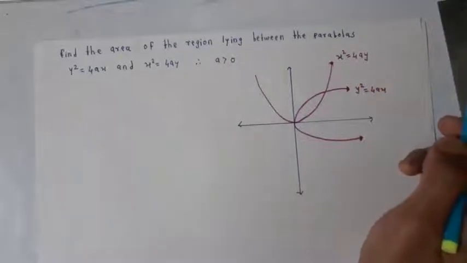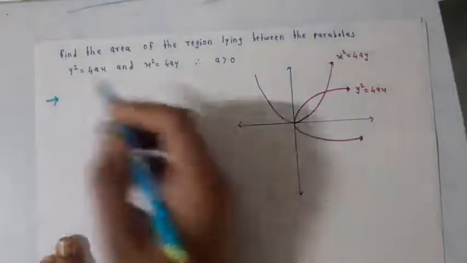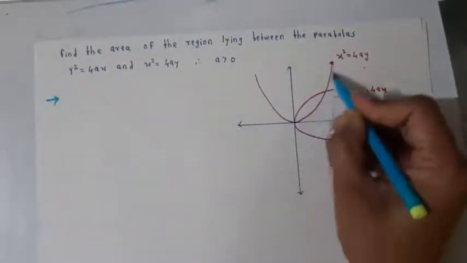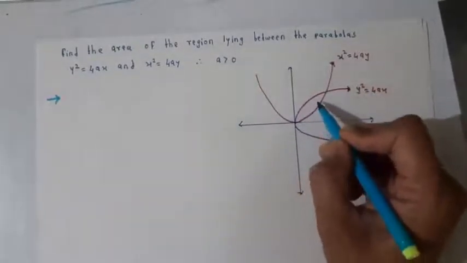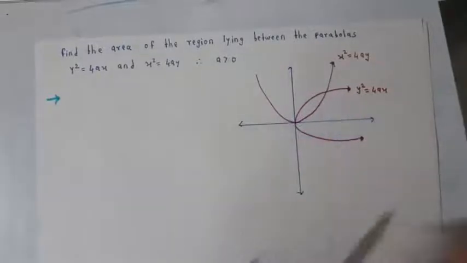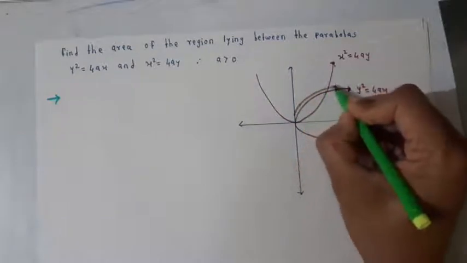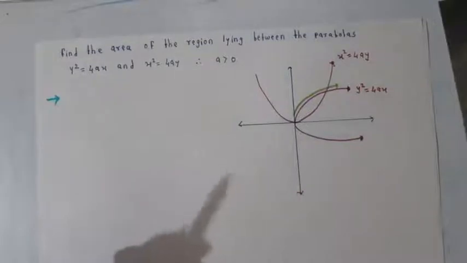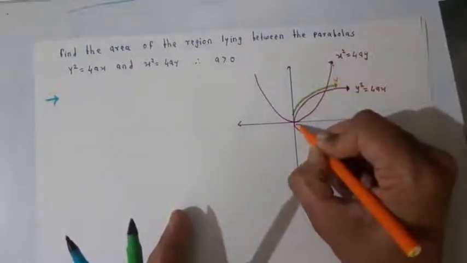Students, here we have to find out the area between the curves. So this is one curve and this is the other curve. If you see, there is the upper curve and there is the lower curve.